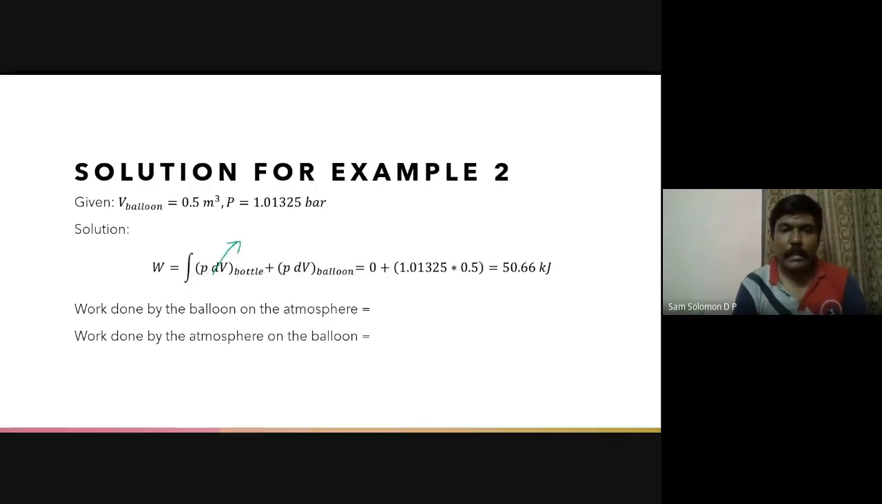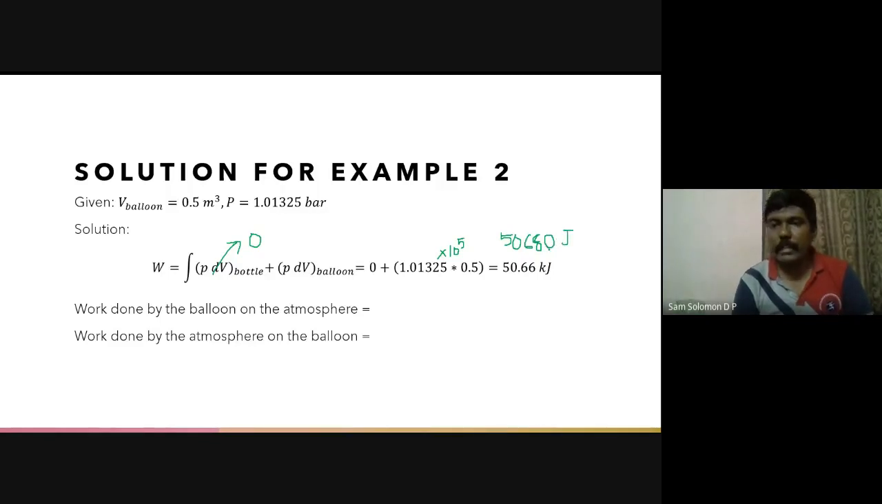So that is why the first term becomes 0. dV for the balloon is 0.5 meter cube. I have not mentioned 10 to the power 5, so you can mention this 10 to the power 5 and make it a habit. The original answer that you will be getting would be 50660 joules. And then if you just pull 3 decimal places from the left, it becomes kilojoule.